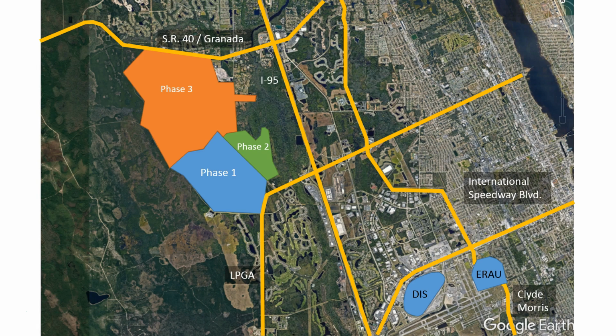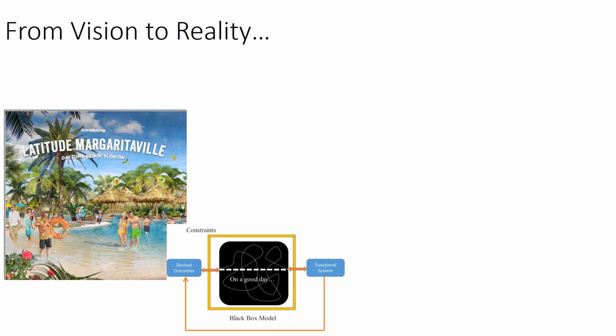So it would definitely be considered transformative as far as regional impact, development, and both environmental impacts, impacts on utilities, impacts on municipalities and roadways. So there's a lot of civil engineering that has to go into turning that vision or that dream into a reality. So that's kind of the basic footprint of the Latitude Margaritaville community.